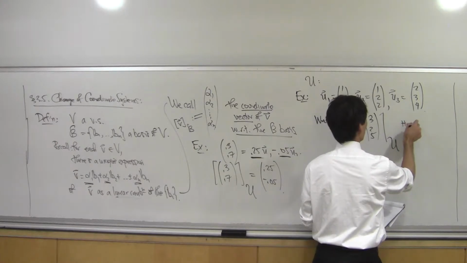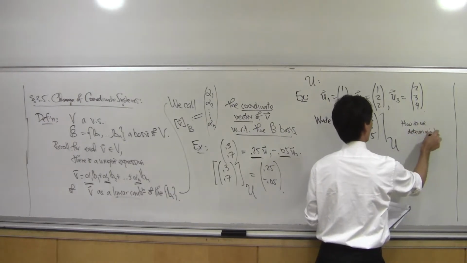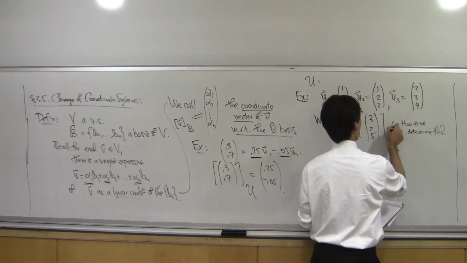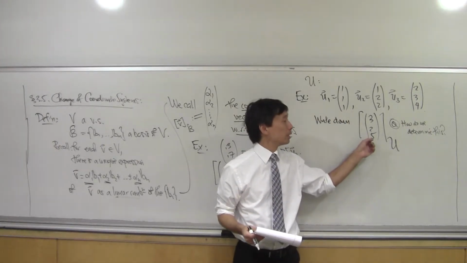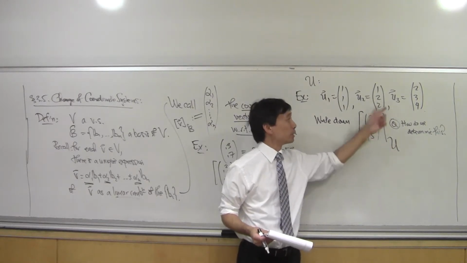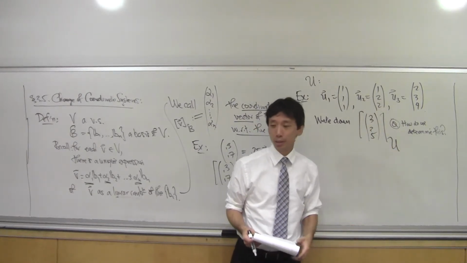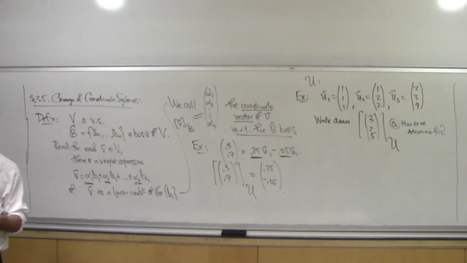How do we determine this? We've got one vector, and we want to get the coordinate vector of this vector with respect to the U basis. This turns out to be something that you've seen before many times. So just think about how you do it.